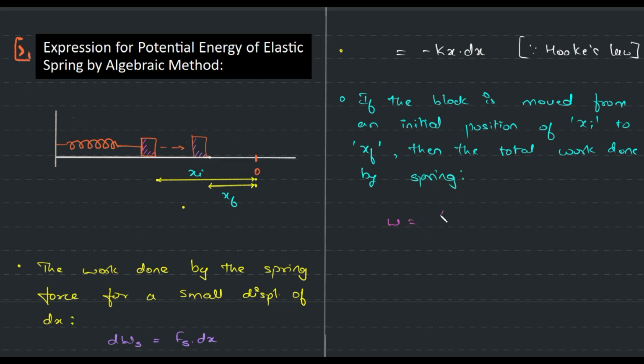Yes, integration. So we need to integrate from xi to xf, Fs or minus kx dx. You guys agree? Then how do you integrate this? What do you get? Very simple, right? This is minus k, sorry. Let me change the color. Minus k, and this is x square by 2. We have xi to xf.